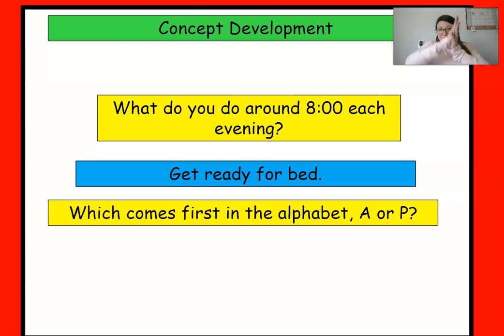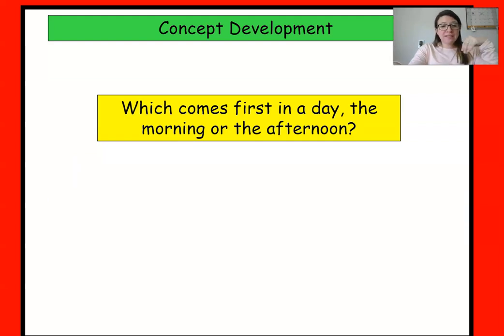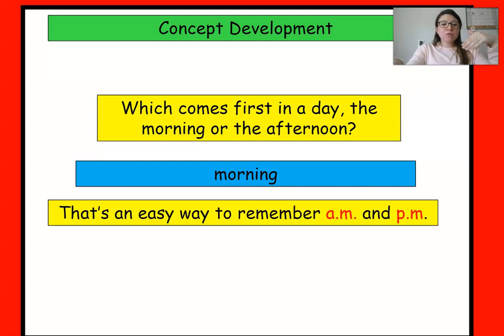So how we tell the difference is between AM and PM. Which comes first in the alphabet, A or P? A. So, which comes first in the day? The morning or the afternoon? The morning. So that's an easy way to remember AM and PM.